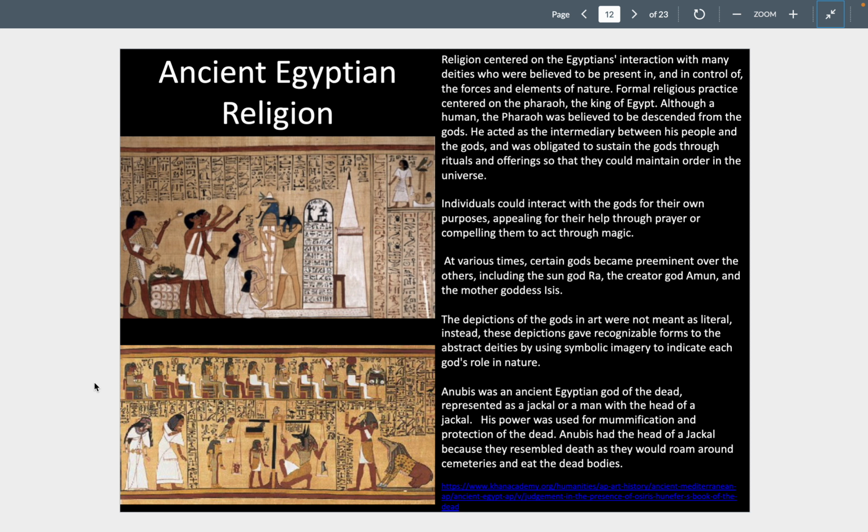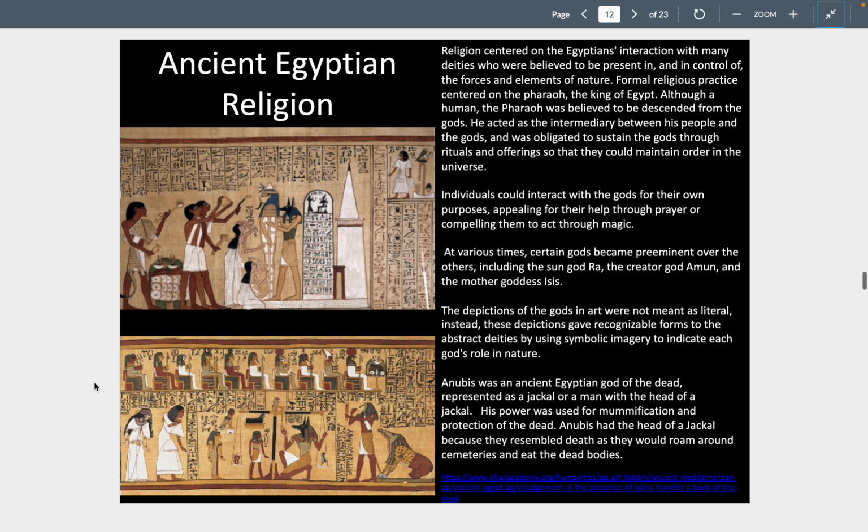For example, Anubis. Anubis is the Egyptian god of the dead, represented as a jackal or a man with a head of a jackal. Anubis's power was used for the mummification and protection of the dead. Anubis had the head of a jackal because they resembled death, as these jackals would roam around cemeteries and eat bodies. And then the hieroglyphs are telling us the story, as we're also seeing illustrated pieces from their books of the dead.